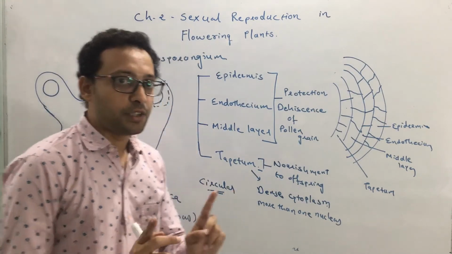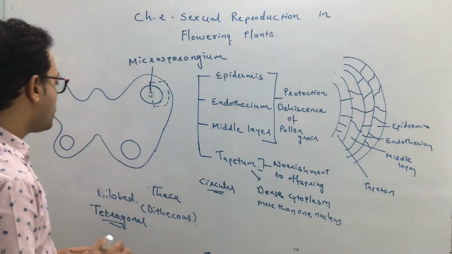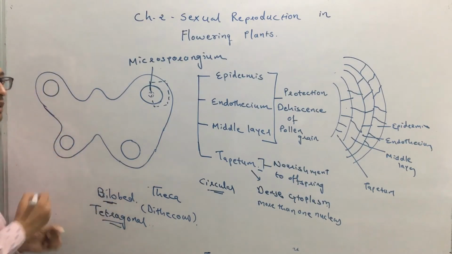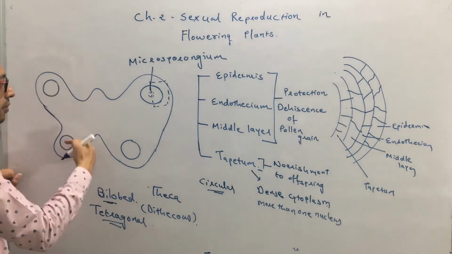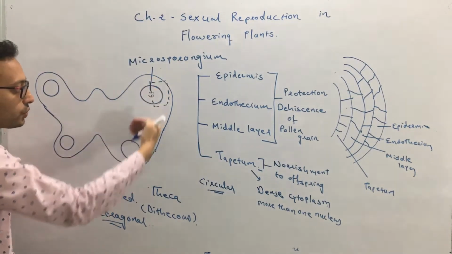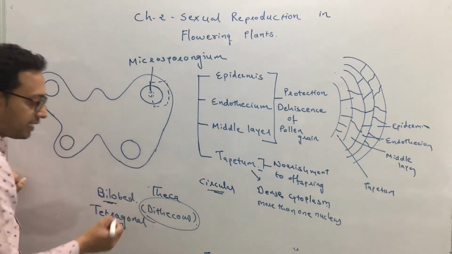Okay. I again repeat how the anther looks, or what is the internal structure of an anther. As you know, the anther contains how many lobes? Two lobes are present, so we call it bilobed. Each lobe contains how many theca? This is one lobe. It contains two theca. This is another lobe which contains two theca. So each lobe contains two theca, so it's called dithecous.